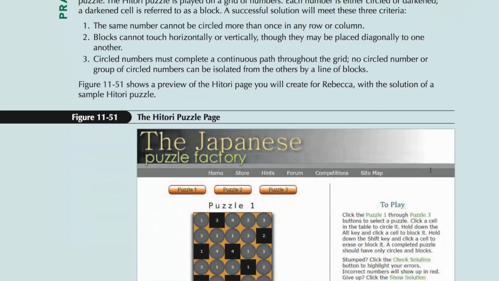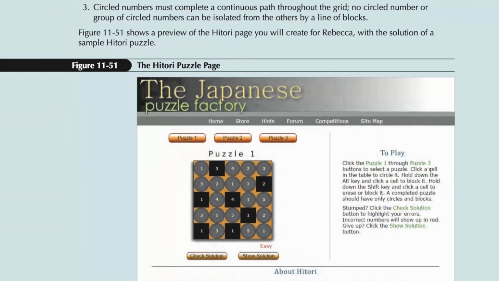If you look here at the image, this is the solution for puzzle 1. There are actually three puzzles, three different patterns that are possible with this particular game that we're going to be building here. If you take a look closely, you'll see that all the circles are connected to each other. There's no place where the squares with the black background are preventing the circles from touching one another.